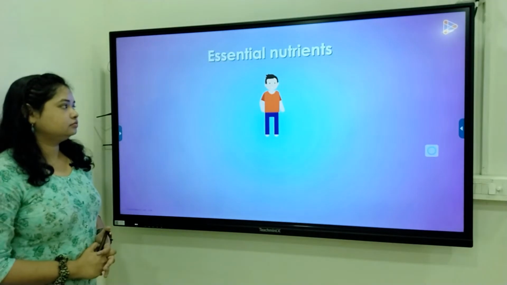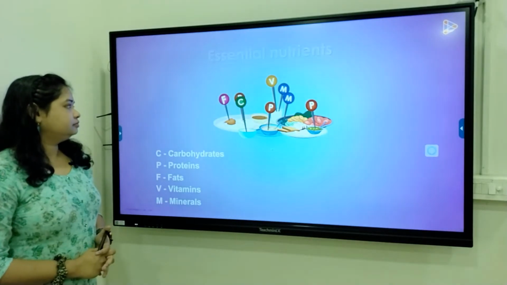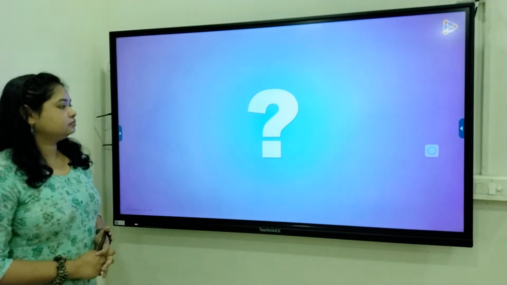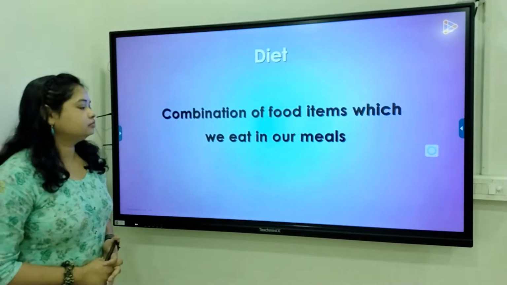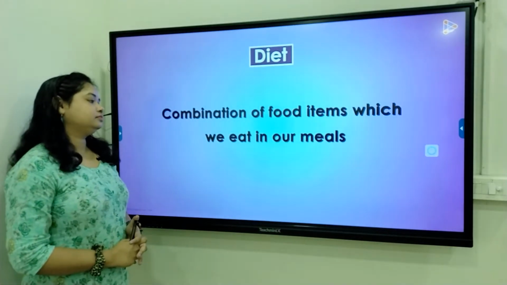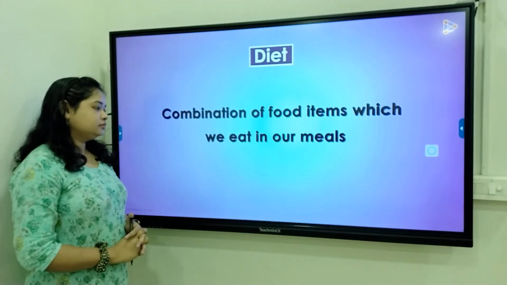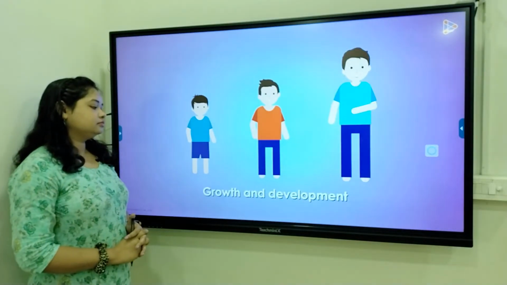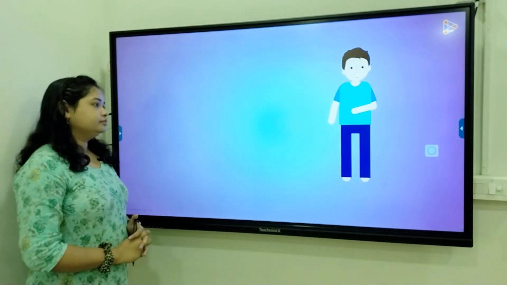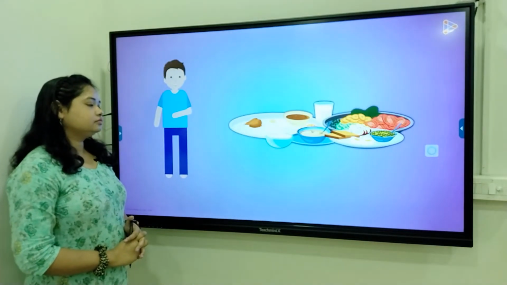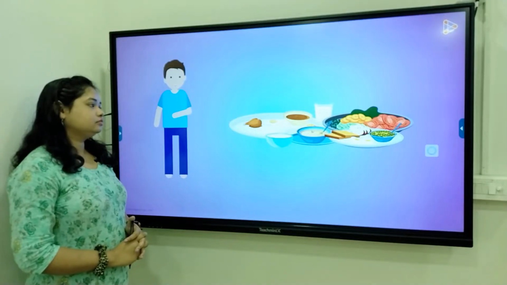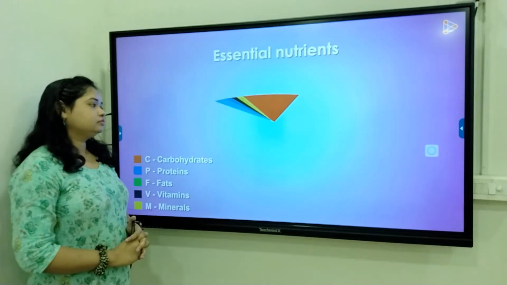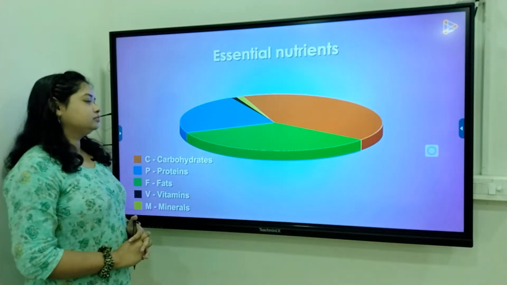We need to take all these food substances in required amounts, which should be included in our diet. What do we mean by the word diet? The combination of food items which we eat in our meals is what we call our diet. Our diet consists of all the essential substances we require for growth and development. Consuming these through our diet is enough for us, right? Not always. The most important thing to remember is consuming these essential nutrients in a correct or proper amount.